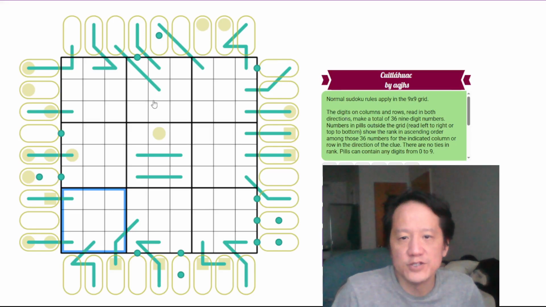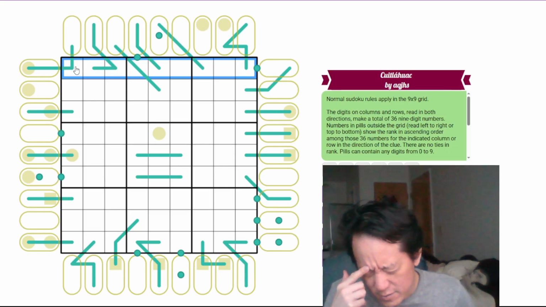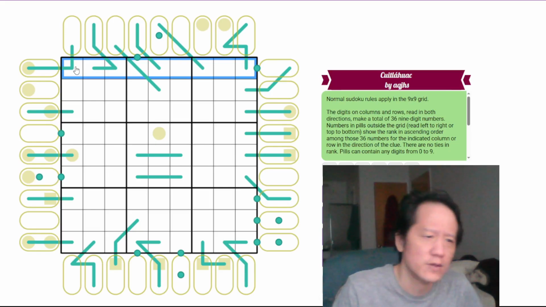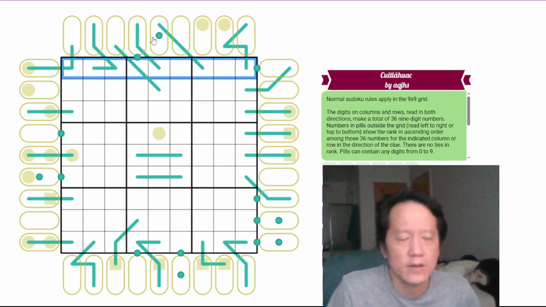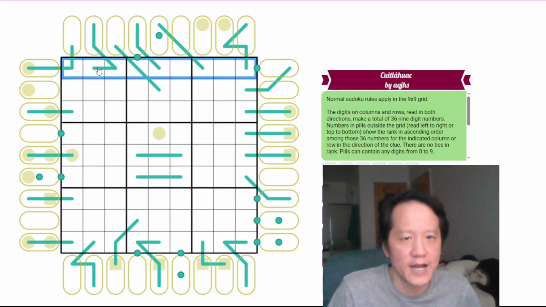We also have the digits on columns and rows read in both directions, which make a total of 36 9-digit numbers. So, for example, this is one 9-digit number reading from left to right, but we also have a 9-digit number reading from right to left. This is the typical rank rule set, where basically every column and every row read in both directions is a nine digit number, right? And we have a total of 36 of them.